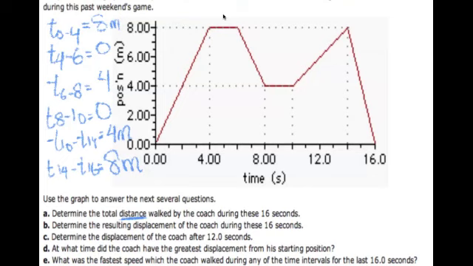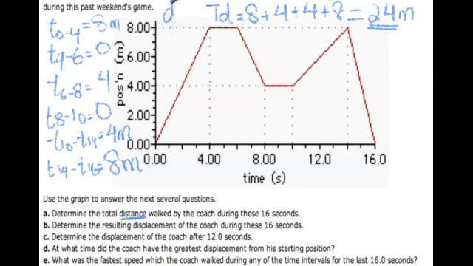Now since it's the total distance, we will just add all the distances. It could be 8 plus 4 plus 4 plus 8. And if you want to add the zeros, it would just be pointless, so I'm not adding the zeros here because they don't have any value. So 8 plus 4, 12, 12 plus 4, 16, 16 plus 8, 24 meters. The coach walked 24 meters during these 16 seconds. The distance was 24 meters.